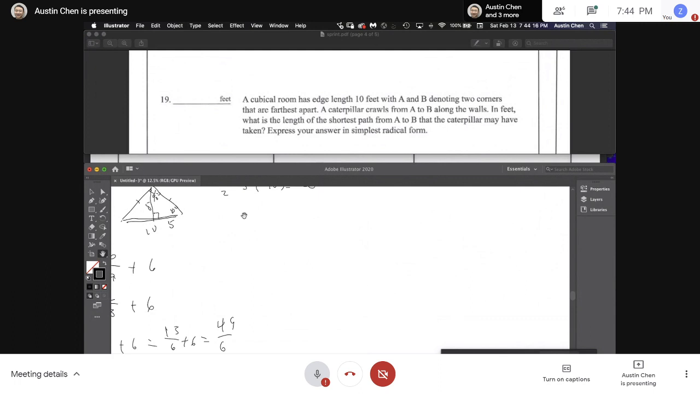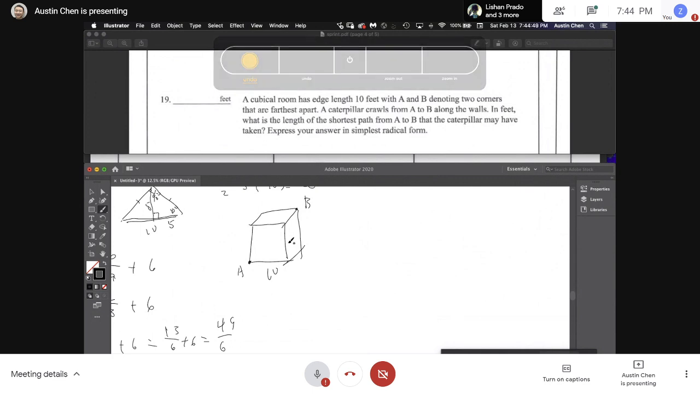Okay, so we have a cubicle room, and A is here and B is here. And the side lengths are 10 feet. And a caterpillar crawls only on the walls, right? So only on these sides. And it crawls in some path and then it gets to B. You want to find what the shortest path that it can take is.